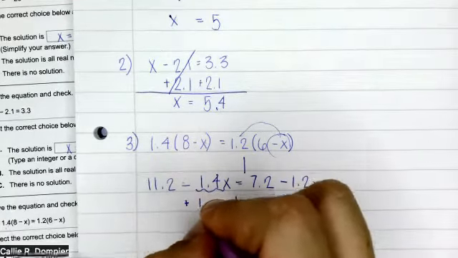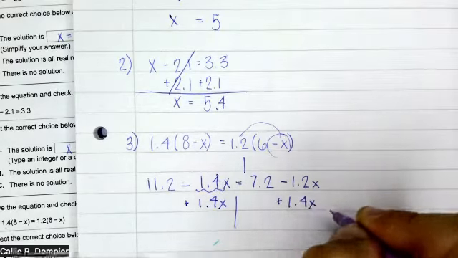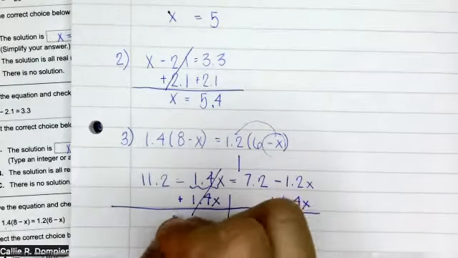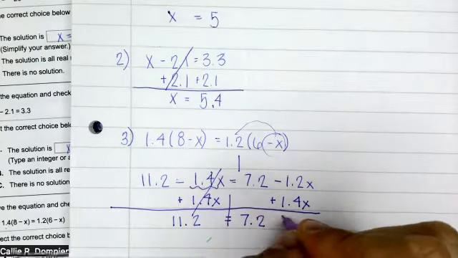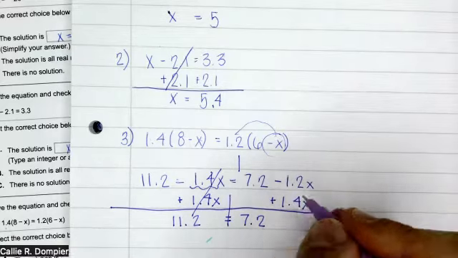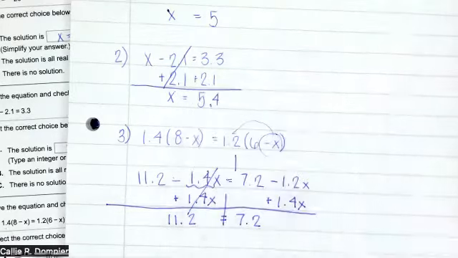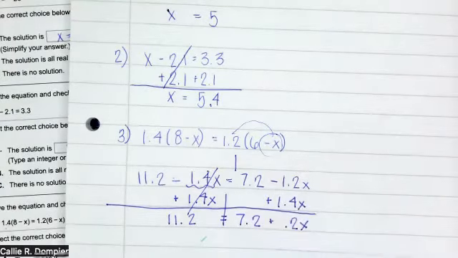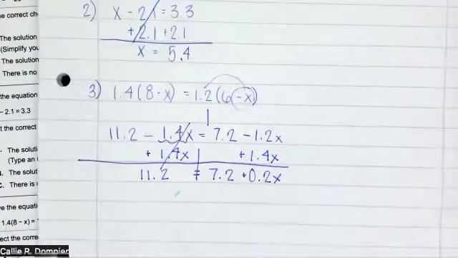So I'll add 1.4x. I decided that because I don't want a negative x, but you would get the right answer if you moved them the other direction. Good. So that's 11.2. Keep the equal sign, 7.2. Negative 1.2 plus 1.4 is also just 1.4 minus 1.2, right? And it's just 0.2. Or you could write .2 if you like that better. Good. All right, so we've moved the x.